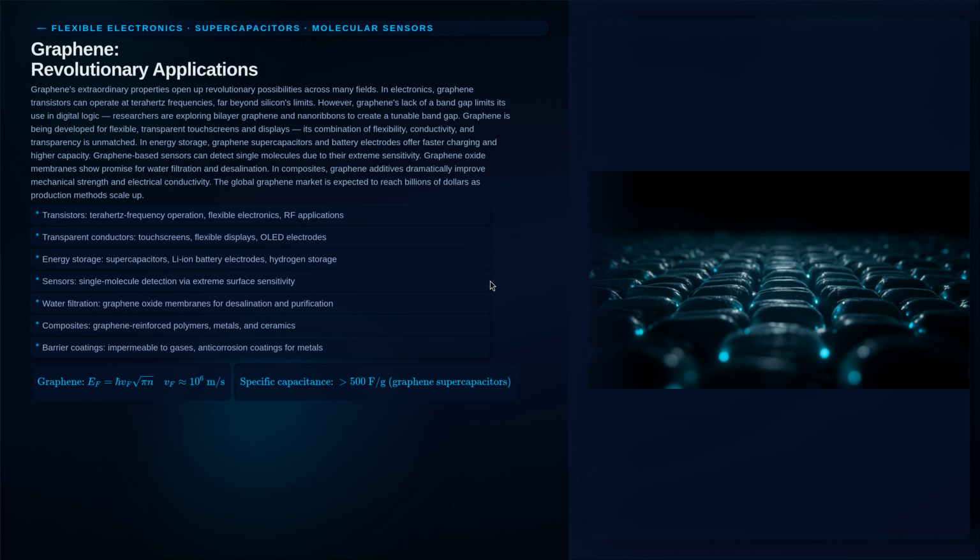Graphene is ideal for flexible, transparent touchscreens, absorbing only 2.3% of visible light. In energy storage, graphene supercapacitors offer fast charging and high power density. Graphene sensors can detect single molecules. Graphene oxide membranes show promise for water filtration and desalination. In composites, tiny amounts of graphene dramatically improve strength and conductivity. The global graphene market is expected to reach billions of dollars.